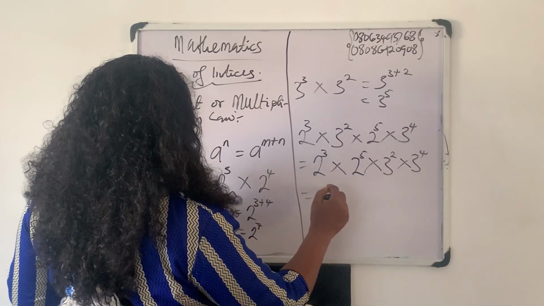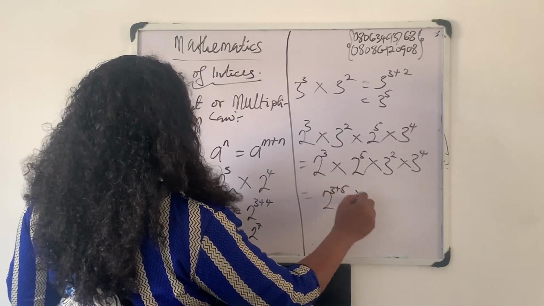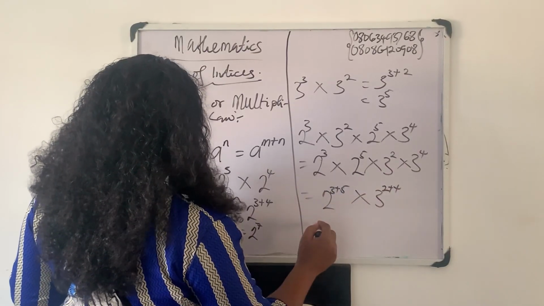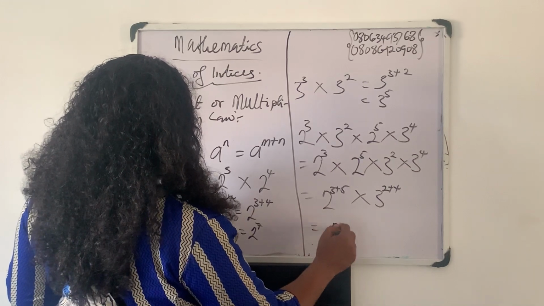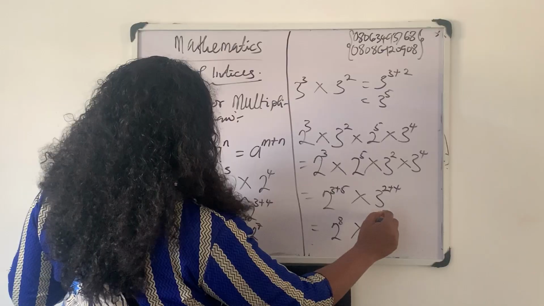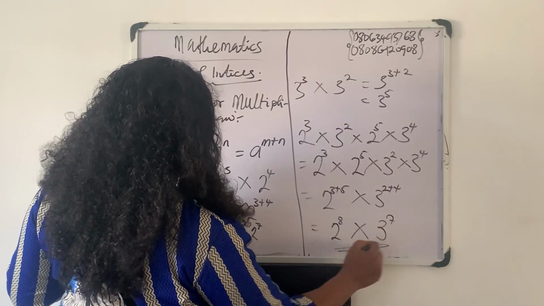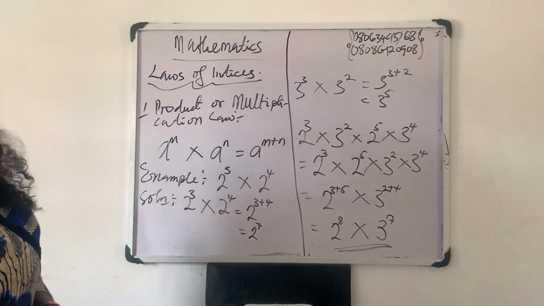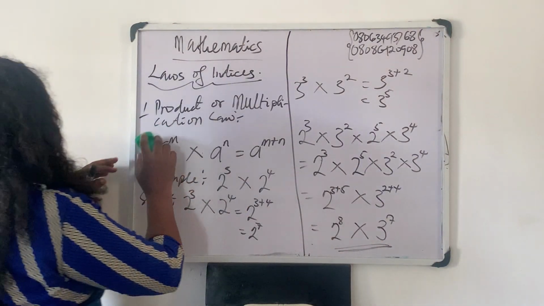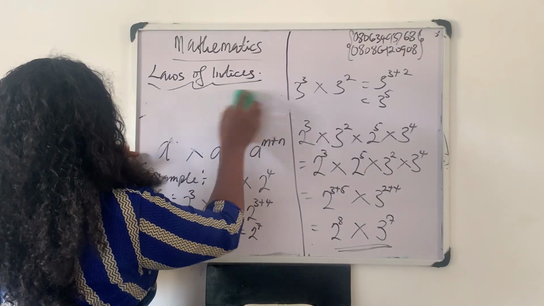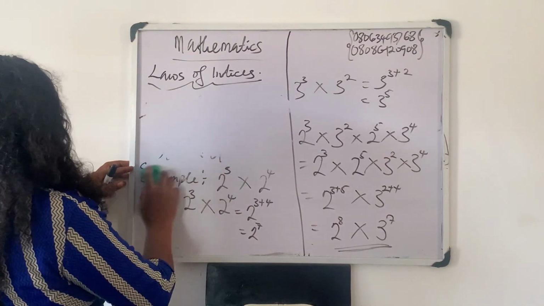Now 2 raised to the power 3 plus 5 times 3 raised to the power 2 plus 4, giving us 2 raised to the power 8 times 3 raised to the power what? 7. That is how we do it when two different numbers are involved. We are done with that. The next law is the quotient or division law.